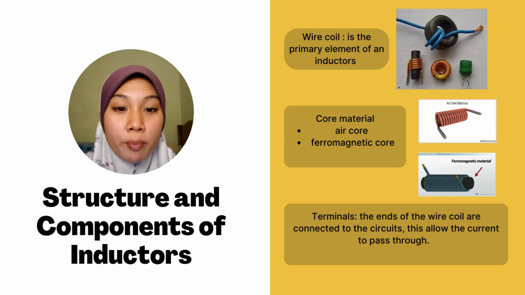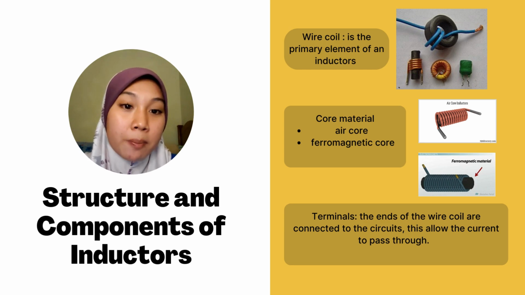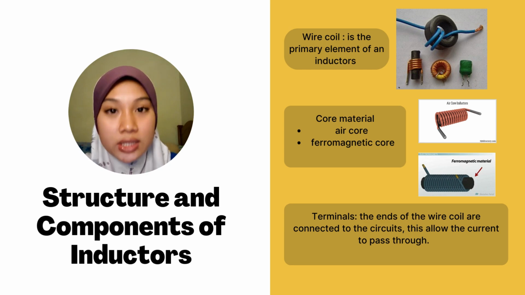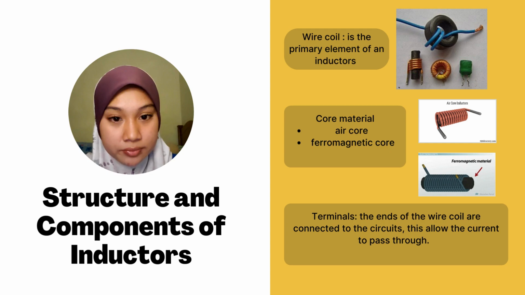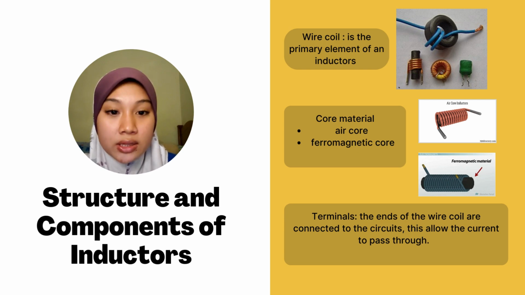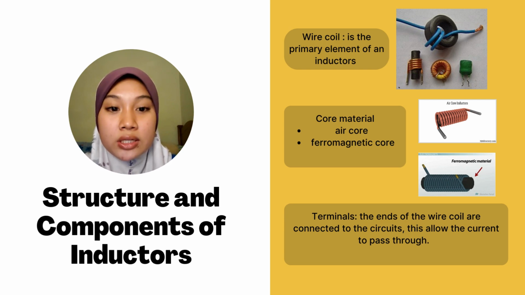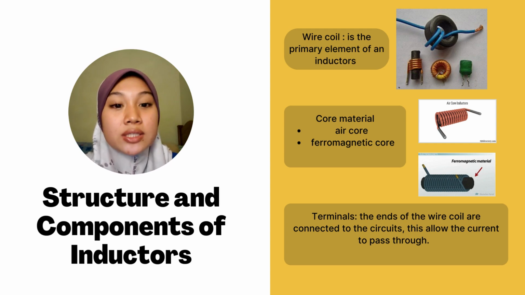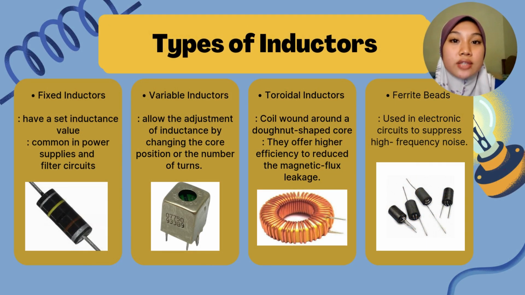The second one is the core material. In core material, there is the air core. The air core is for applications that require minimal inductance or high frequency operation. And the other one is the ferromagnetic core. These are materials like iron, ferrite or laminated steel cores that increase the magnetic field strength and inductance. And the third one is the terminals. Terminals are the ends of the wire coil that are connected to the circuits, and these allow the current to pass through.